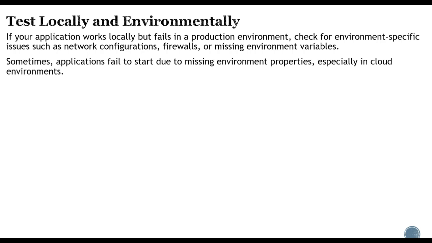Lastly, you have to test your application both locally and in your target environment. If your application works locally but fails in production, you have to check the environment-specific configuration. There might be a network issue, a firewall that is not enabled, or a missing configuration or variable. You might have configured it in your dev environment, but these properties might not be added in the production properties.